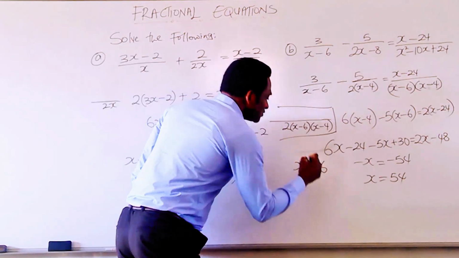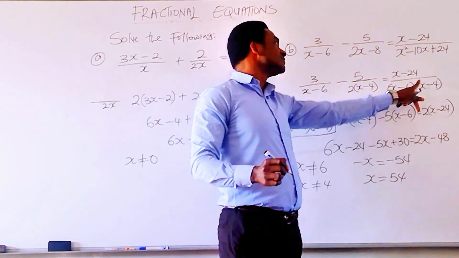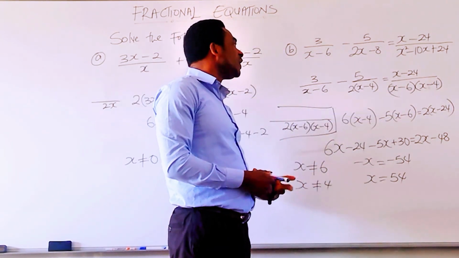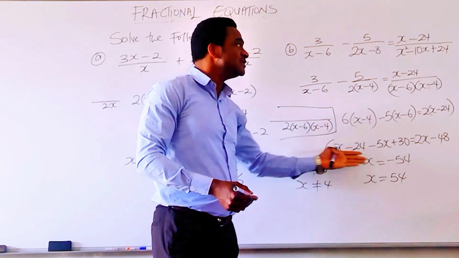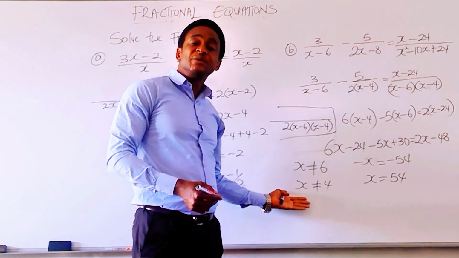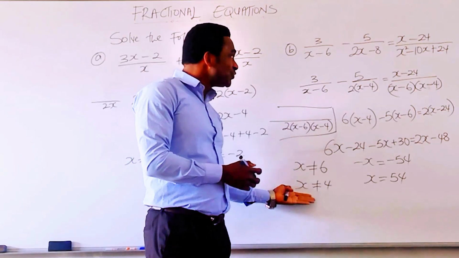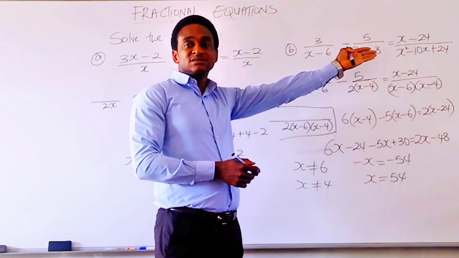x cannot be equal to 4. And that does it. x cannot be equal to 6, x cannot be equal to 4. So please remember, after solving, the restrictions are very important because they also come from x and they ensure that the expression we are solving for is valid.